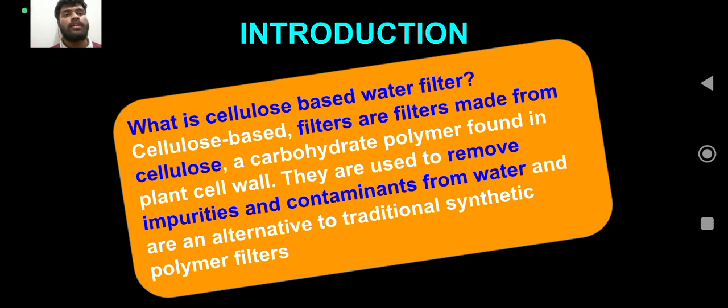Let us see what is meant by cellulose based water filter. Cellulose based water filters are the filters that are made from cellulose, a carbohydrate polymer found in the plant cell wall. They are used to remove impurities and contaminants from the water, and are an alternative to traditional synthetic polymer filters. That is, these filters are made from cellulose, they're used to remove the impurities and contaminants from the water, and this cellulose is available in the plant cell wall.